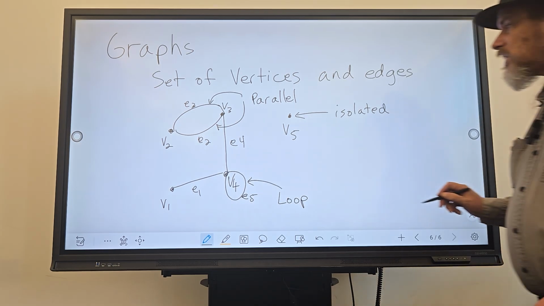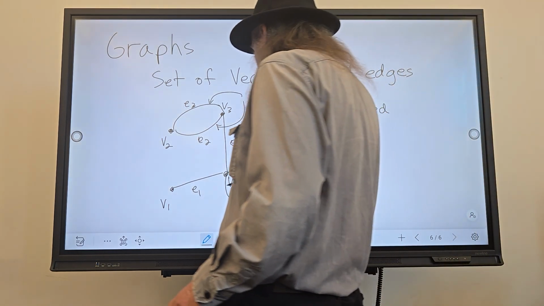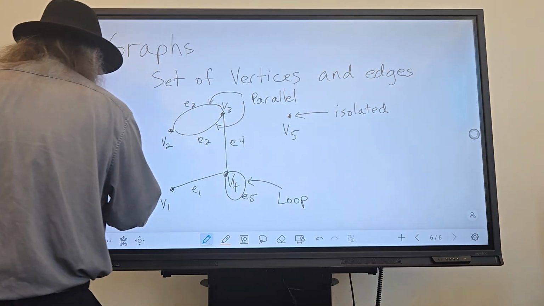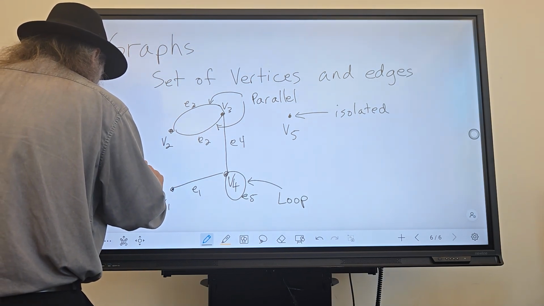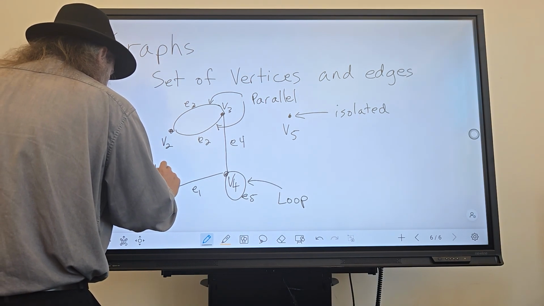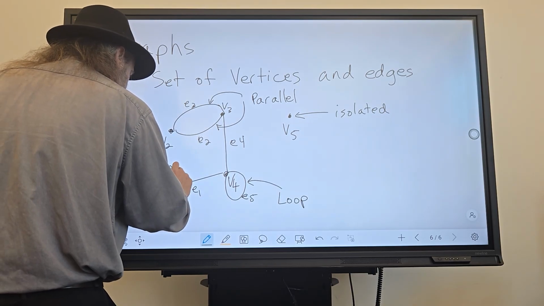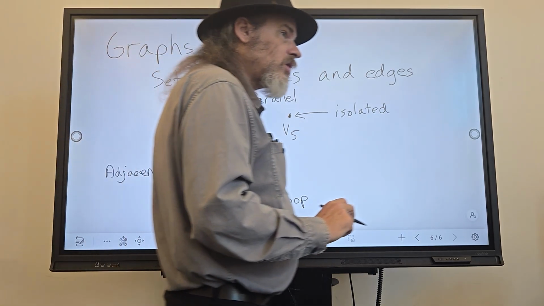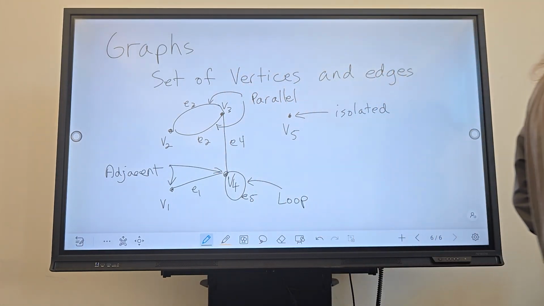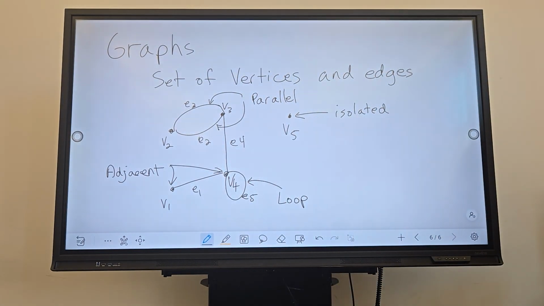So we'll say V1 and V4 are adjacent. And a vertex that is the endpoint of a loop is called adjacent to itself. So V4 is adjacent to itself.